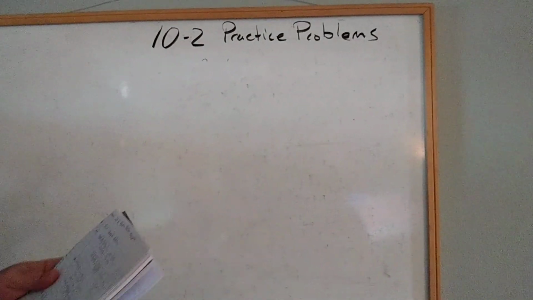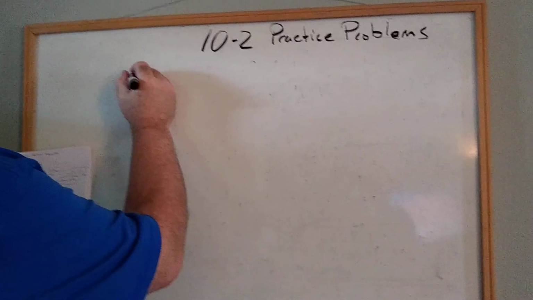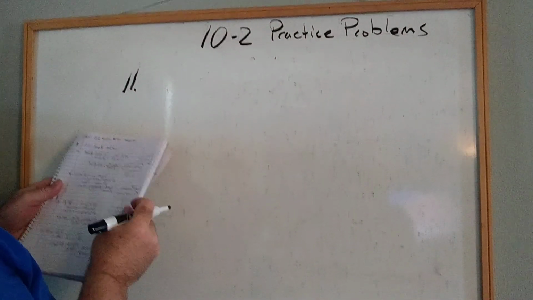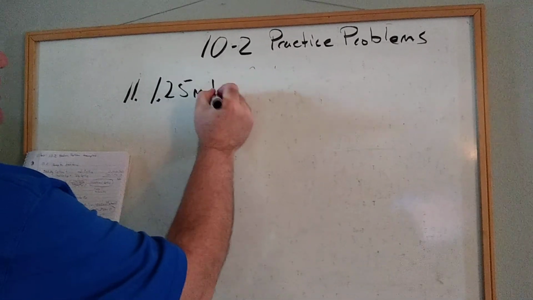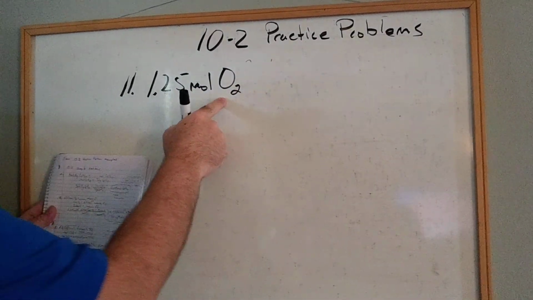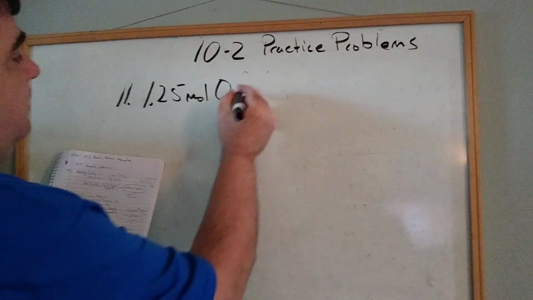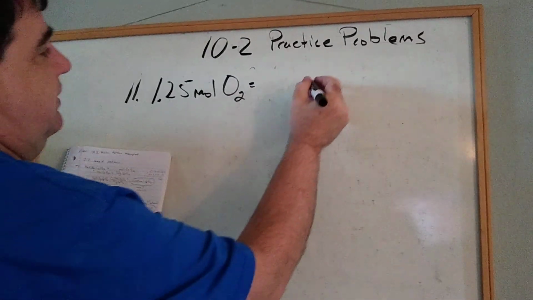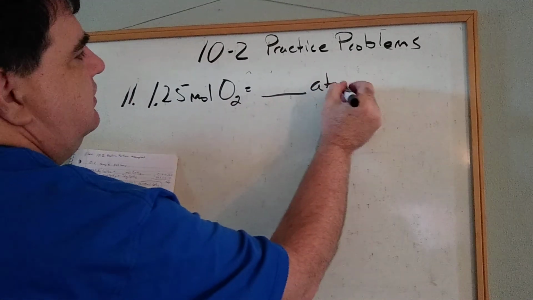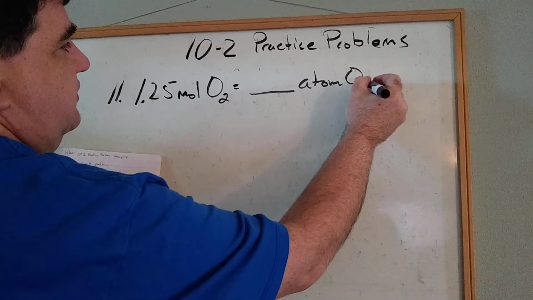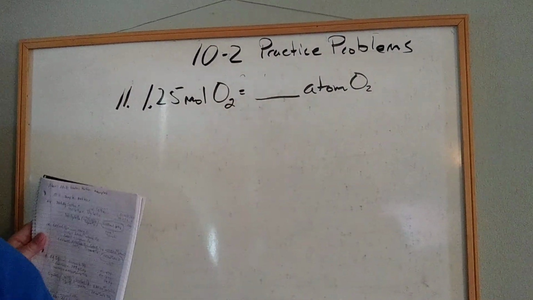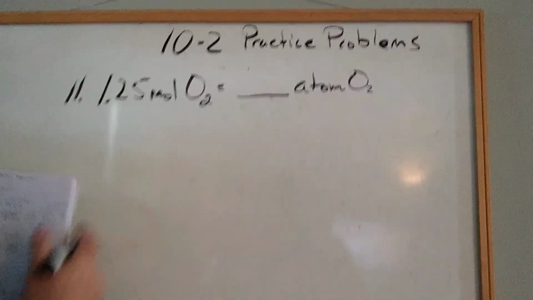Our next one is going to be number 11. This is the one that I cut out apparently last time. And this one we're going to take 1.25 moles of oxygen. Remember, oxygen is a diatomic element. That's something that comes into play here because it wants to know atoms of oxygen, atoms of O2. That's going to be a big deal.